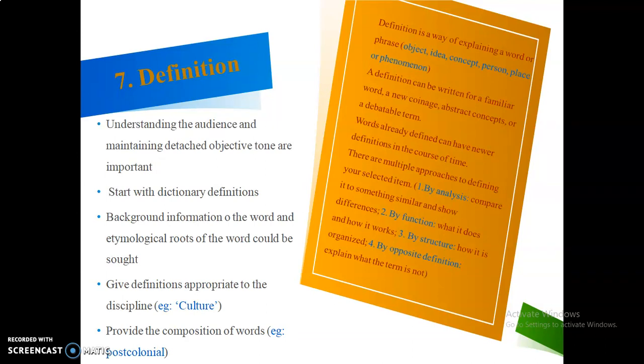Next one is definition. Definition is a familiar term for all of you. We'll have a detailed discussion about that in the coming video.